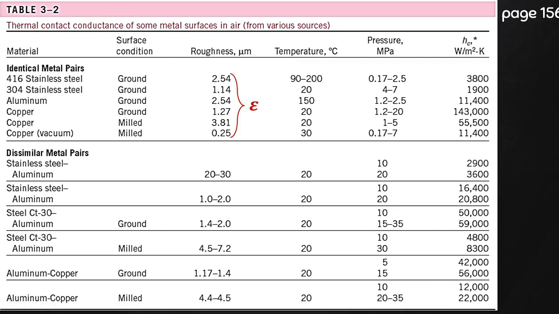Now, various contact conductances have been measured for us and reported in the literature. You can find this in many books, and the textbook gives its own. So notice that surface roughness is used here as well. And this is something that we have seen already in piping system design.